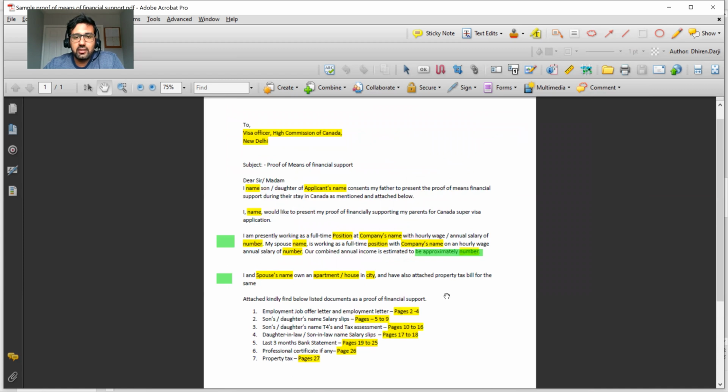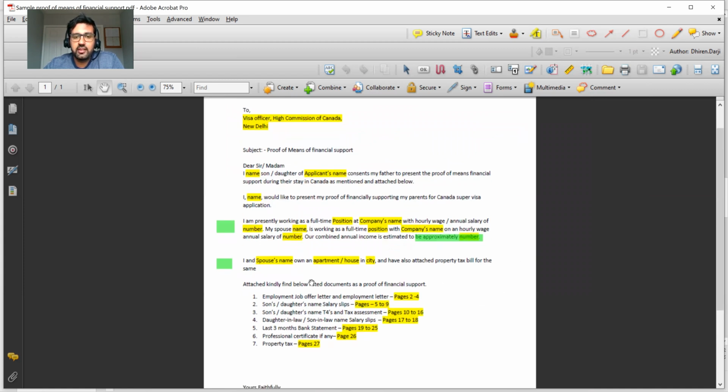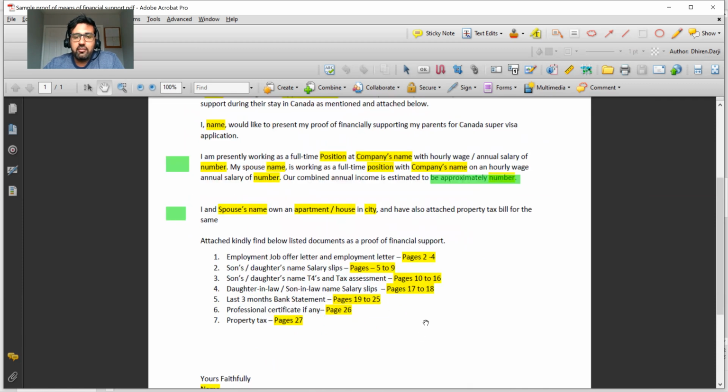So this serves as a letter for proof of means of financial support. I have provided this explanation letter and the attachments I have listed over here, and these attachments I have made a PDF copy and attached along with this document.